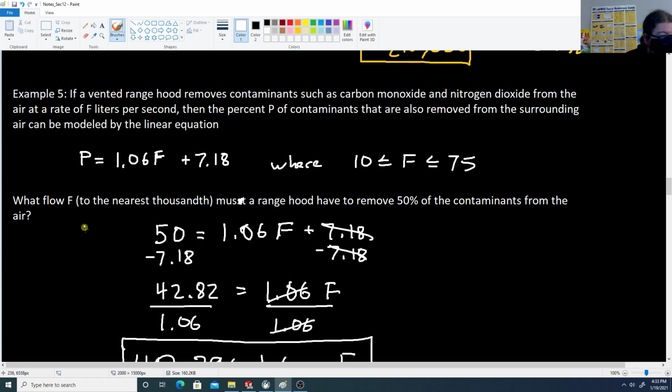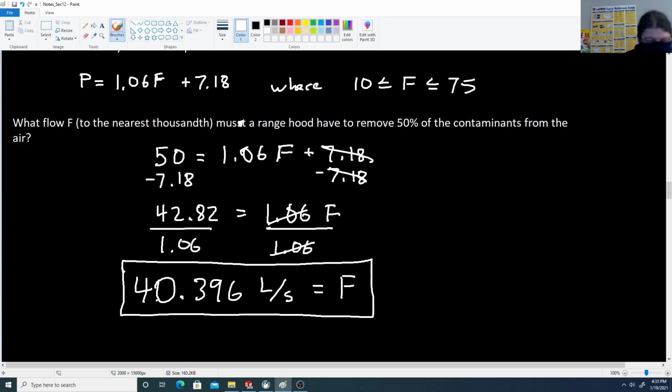And that should basically be that one. You just put the percentage in that you want, the target percentage, put it in there, and then solve the equation for the flow rate. And then once you get the flow rate by itself, you got your answer. So that is going to do it for 2.1.